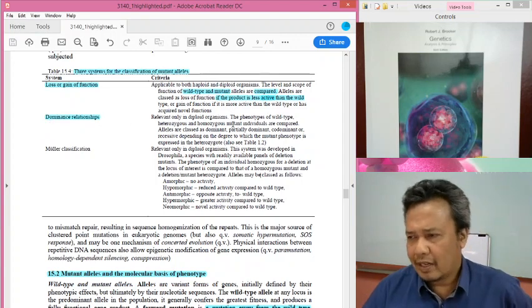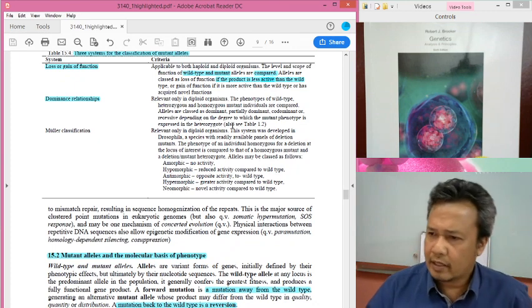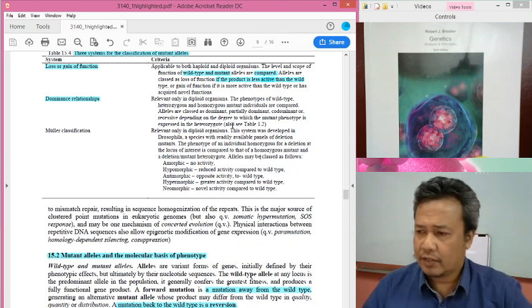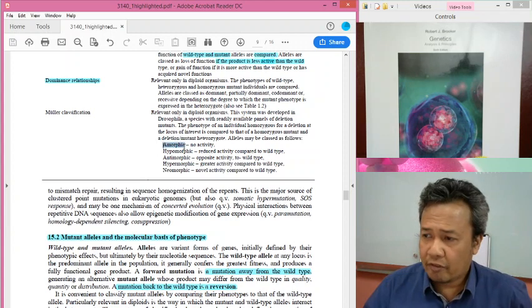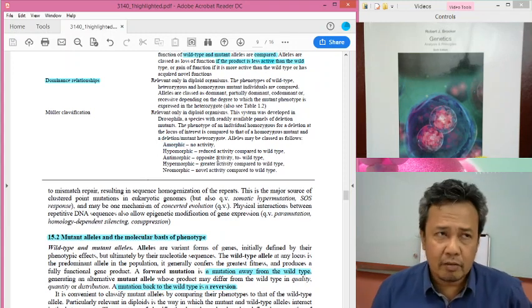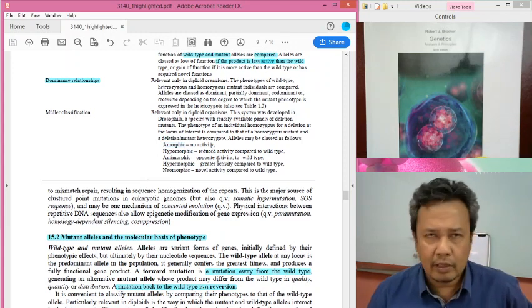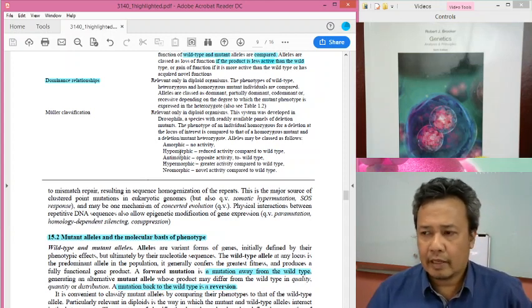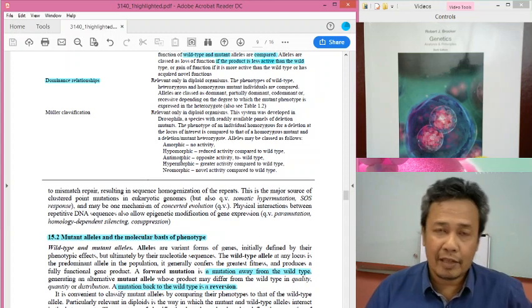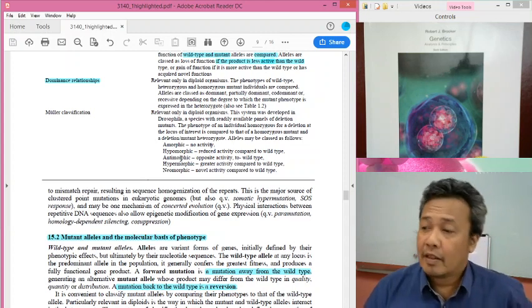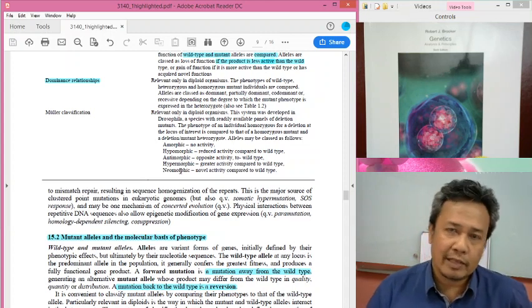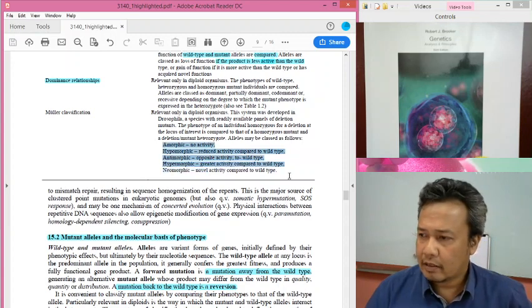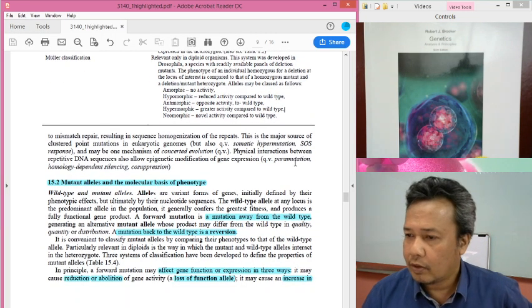Then you're talking about the dominance relationship, whether it's dominant or recessive, and also Muller's classification. Amorph is a type that doesn't have any activity. Hypomorph means a type that has lower activity. Hypermorph has higher activity. Antimorph means it has an opposite activity. And neomorph has a new activity. These are some terms that you may want to have a look at.